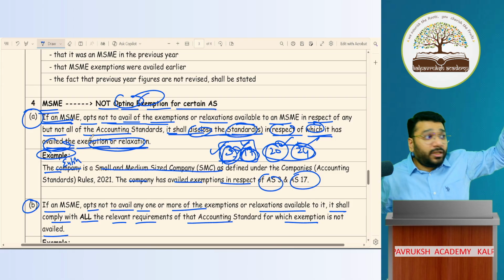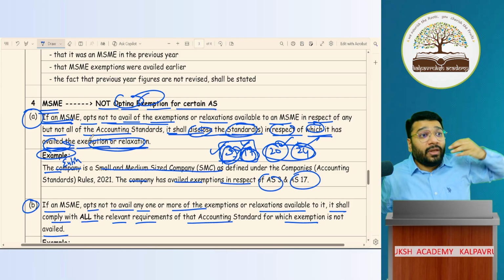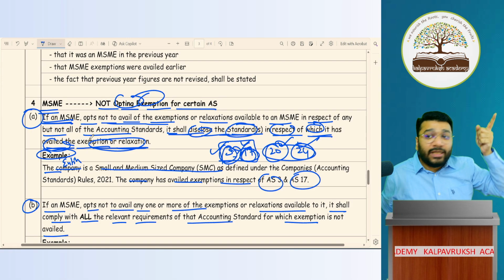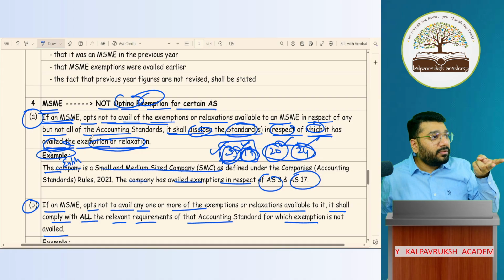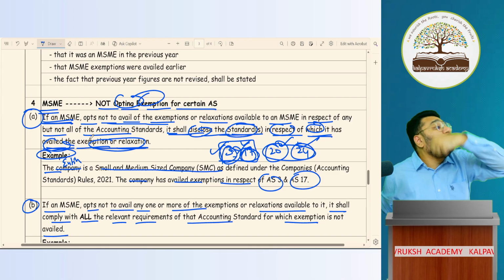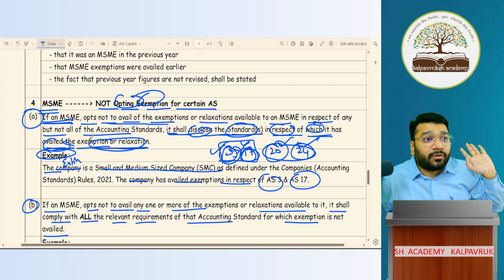And 3 and 17, what you're following, you can't do partial following. You have to follow everything. Either you go for exemption or no exemption. If exemption, then follow the exemption rules. If no exemption, then full AS has to be followed, whatever you opted for. Got it, not got it?